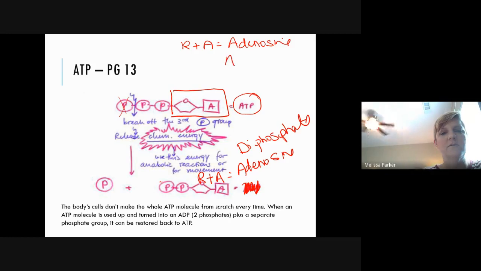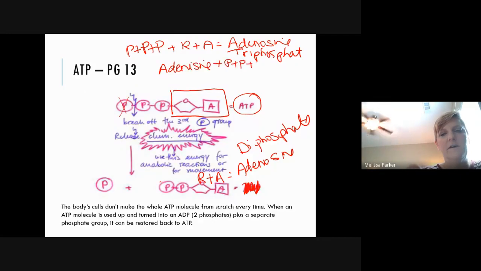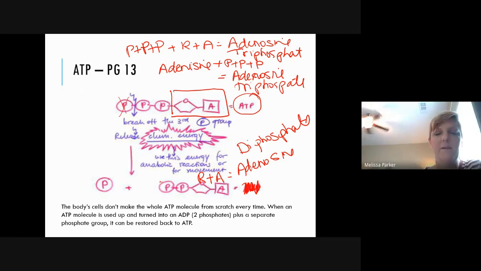So also, if I were to add, excuse me, three phosphates, then I have adenosine triphosphate, or I have adenosine plus three phosphates equals adenosine triphosphate. So just different ways of writing it, but it's the same thing.